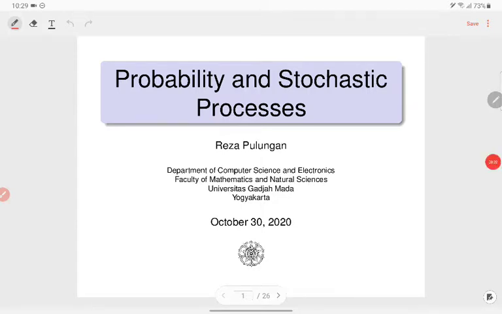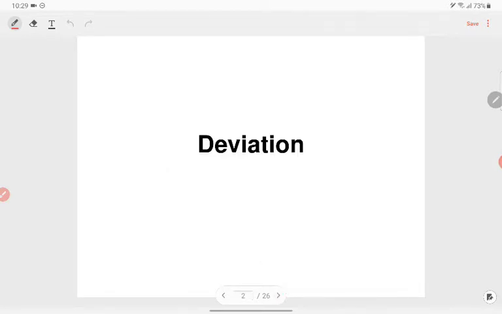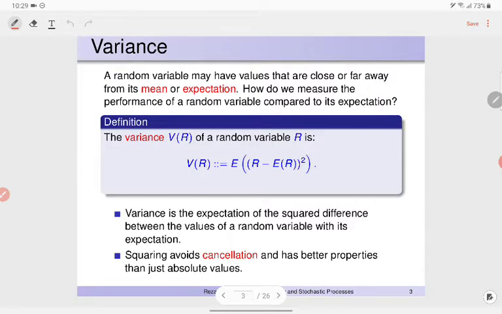This is the sixth part of the course Probability and Stochastic Processes, in which we are going to talk about deviation. We are going to talk about how a random variable deviates from its mean or its average. A random variable may have values that are close or far away from its mean or expectation. We would like to have some way of measuring the performance of a random variable compared to its expectation.